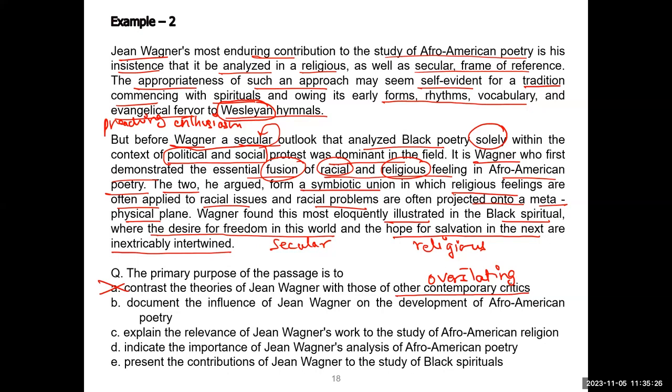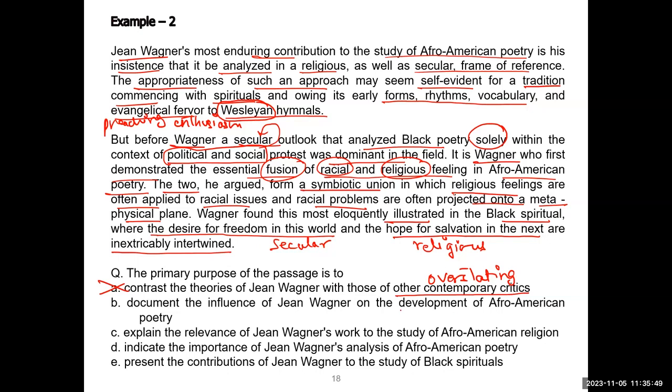Why is it overstating? What about option B? The primary purpose of the passage is to document the influence of John Wagner on the development of Afro-American poetry. Did John Wagner have influence on the development of Afro-American poetry? No, there is no talk about how he has actually helped in the development.